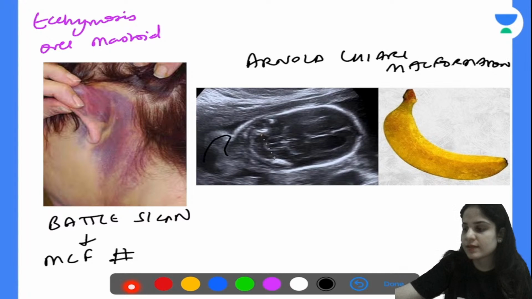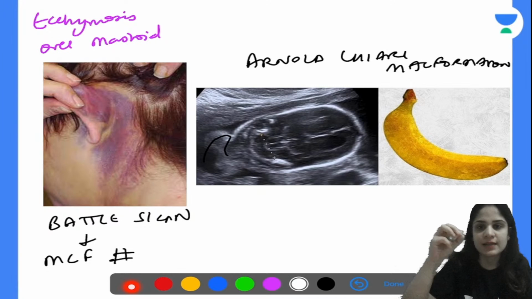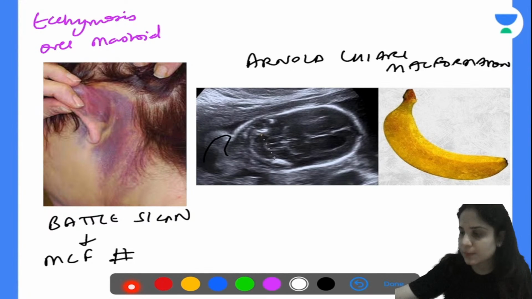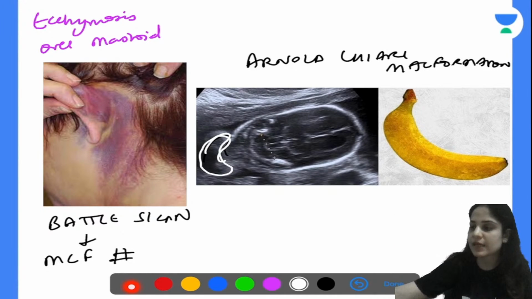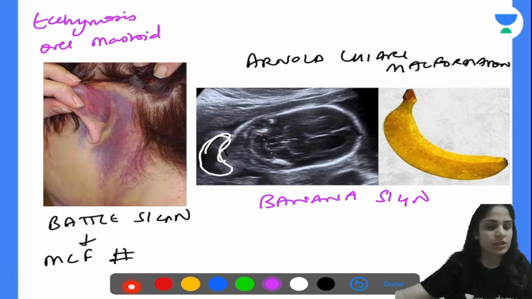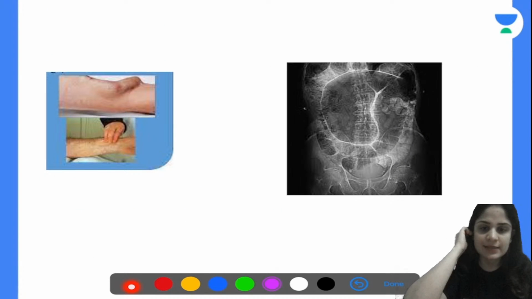So, you see over here the cerebellum looks like a flattened and curved banana shape. The cerebellar hemispheres look like a flattened and curved banana shape, so it is also called the banana sign. It is seen in Arnold-Chiari malformation. All right. Now, next sign over here.